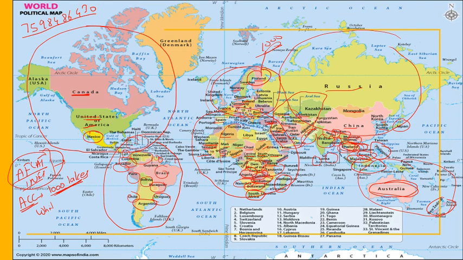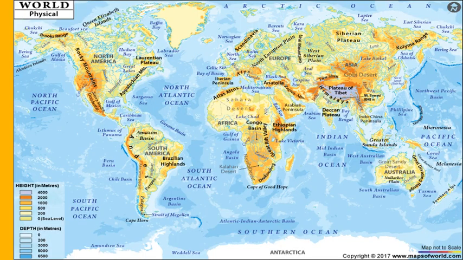Going to the next, this is called the political map. In a political map, we are just going to see where the countries are located. So this is called a political map. Next, we'll go and check the physical map. This is very, very important.